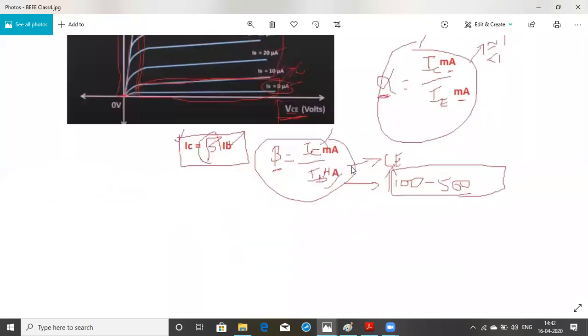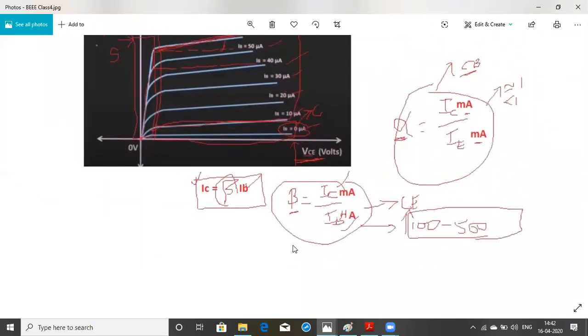But that is not the case in the common emitter configuration, because in the common emitter configuration we are using beta as the current gain. Beta is equal to the output current IC divided by the input current IB. But IC is indicated in milliamperes, while IB, because it is a very small amount, we indicate in microamperes. So milliamperes divided by microamperes will be approximately in the range of kilo. Therefore this value will be approximately 500 to 1000.